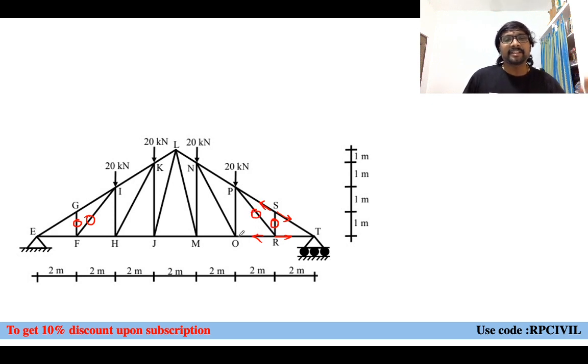Like that. And at this place, do we get it 0? No, it is not 0. Here also nothing is 0, because this 20 kilonewton will balance the force in the member IH or not? Yes.